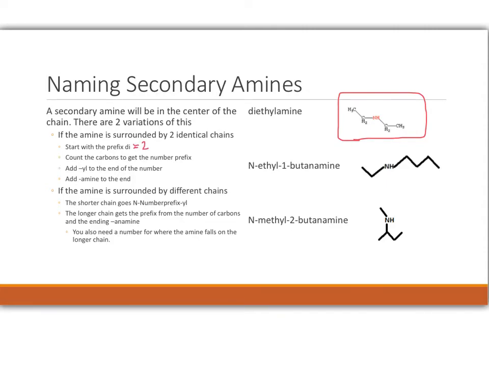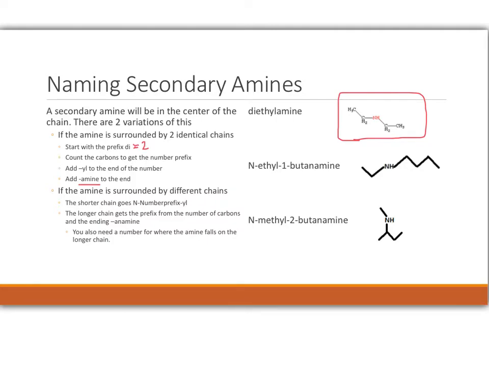Then you're going to count the numbers to get your number prefix. Okay, in this case, there's 2 carbons, so eth. Then you add YL to the end of your number, so diethyl. And then at the end, you add amine to the end. Not anamine, but just amine. Okay, so that's a little bit different when you have these symmetric secondary and when we get to it, tertiary amines. Now, if the amine is surrounded by different chains, then the shorter chain is going to have this formatting at the beginning.